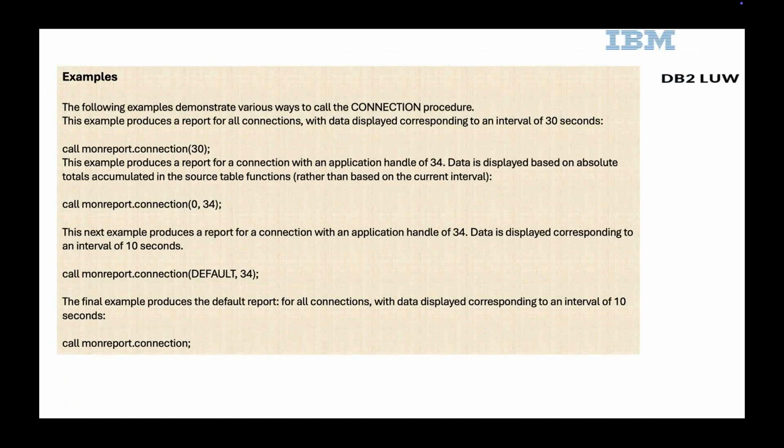Then you can check it. I have not pasted the output files here because it will occupy the full screen. So what you can do is call this and redirect to a file, say db2 call monreport.connection of 30, redirect to connection_details.out or connection_data.out, something like that. Then go to that file and check. It will give all the details. Okay.